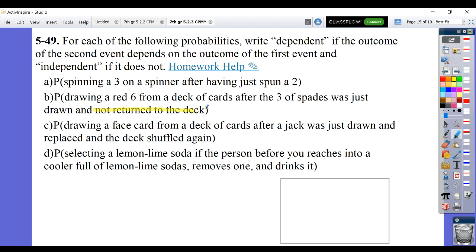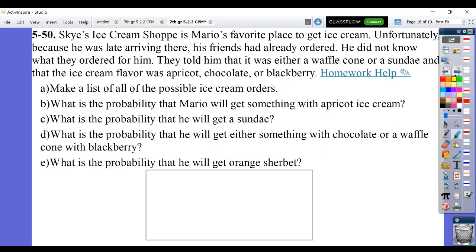Probability for C of drawing a face card from a deck of cards after a jack was drawn and replaced and the deck was shuffled again. So if you replace the jack and then shuffle it again, have you changed the deck of cards? If not, then it's independent. And the probability of selecting a lemon lime soda if the person before you reaches into a cooler full of lemon lime sodas, removes it, and drinks it. So have they changed what was in the cooler? Have they changed the sample space? If so, dependent.